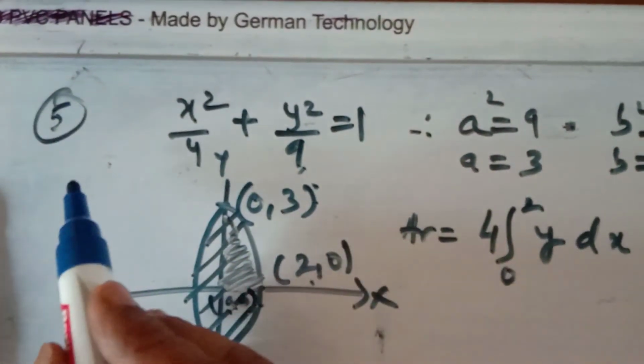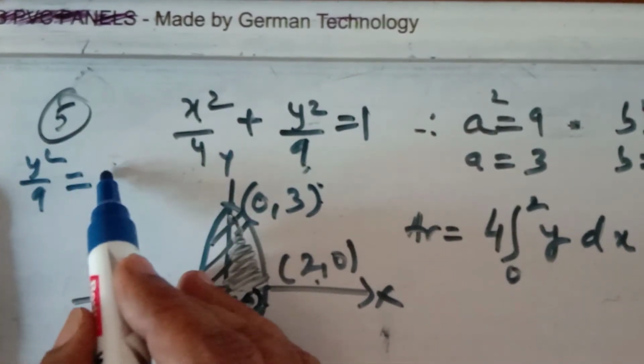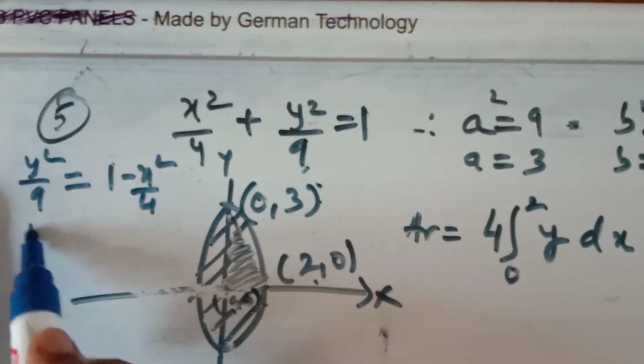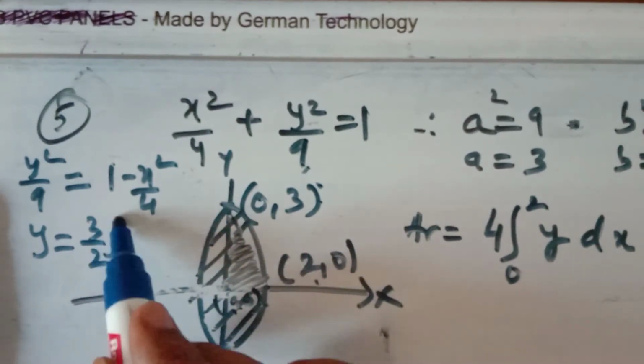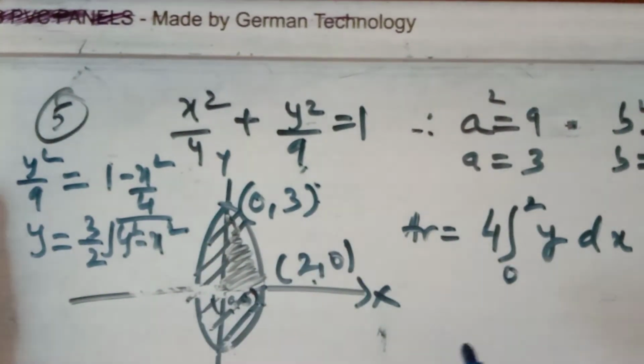Now find the value of y from here. As usual in the last question, y square upon 9 will be 1 minus x square upon 4. So y will be equal to 3 upon 2 under root 4 square minus x square. This is the value of y.